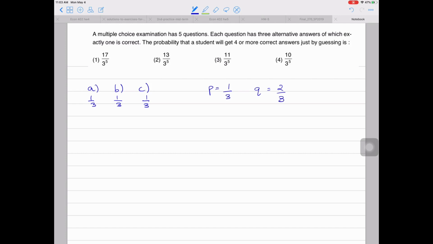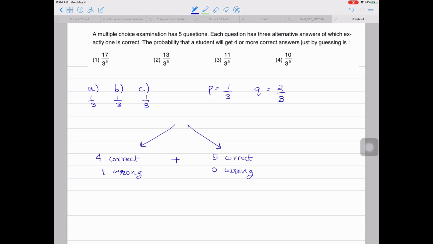the probability of getting a wrong answer is 2 by 3. Now, there are exactly 2 ways in which the student can get 4 or more correct answers. So the one way is he gets 4 correct and 1 wrong, and the other way is he gets all 5 correct and no wrong. If we add the values of these two, that is our answer.